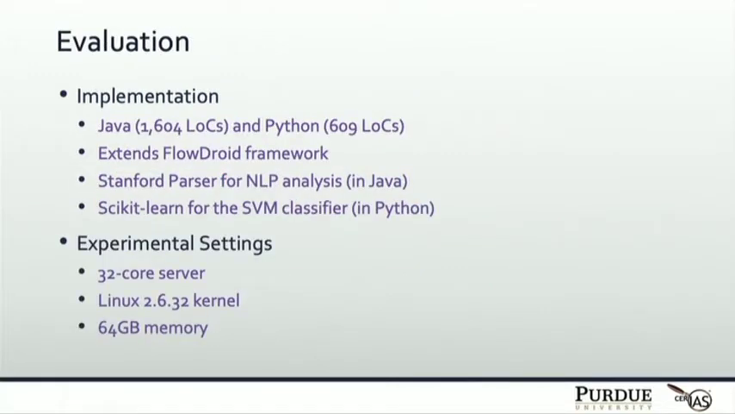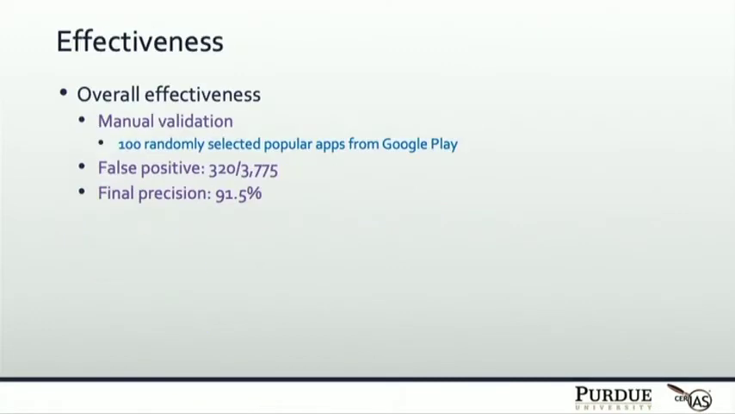So we implemented ClueFinder with a mix of Java and Python scripts. The Java side is responsible for decompiling the mobile app code, and we also use the Stanford parser in Java to implement the NLP analysis part. And we also use scikit-learn in Python to implement the SVM classifier.